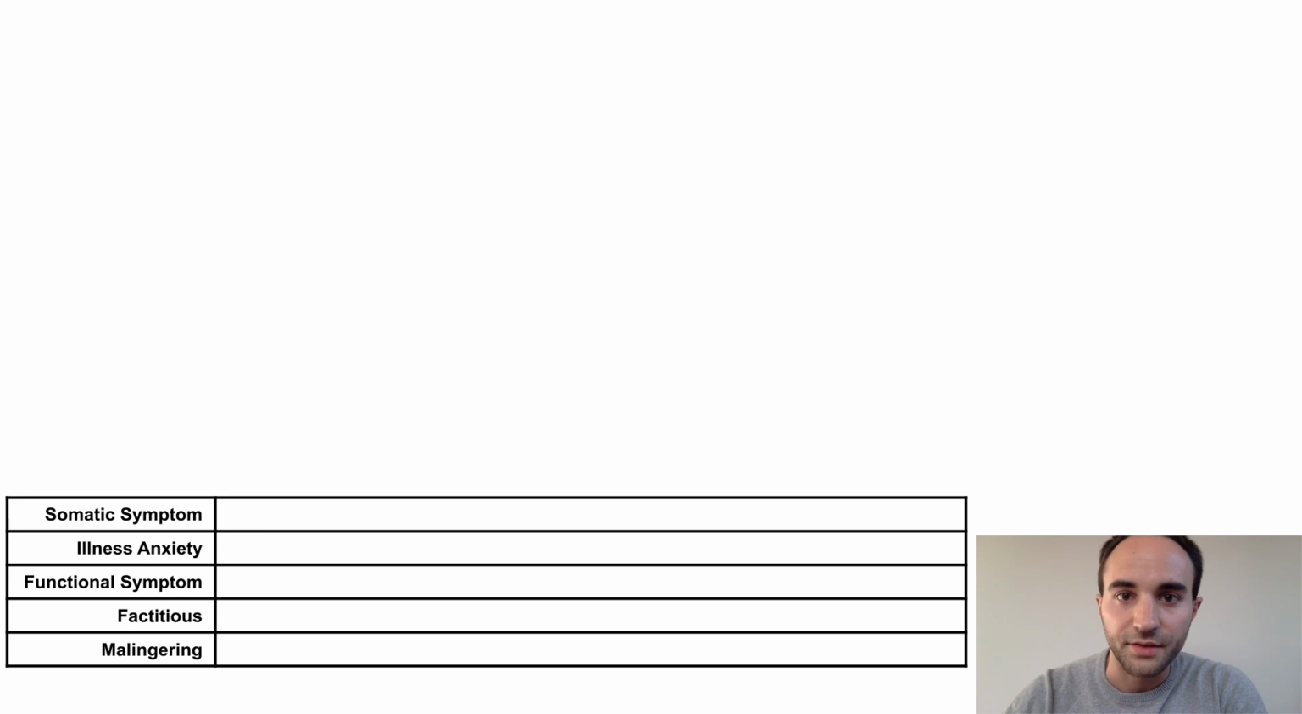Let's start by reviewing the key features of each disorder. Somatic symptom disorder involves one or more somatic symptoms with excess attention paid to them. These symptoms can occur in any organ system, for example, cardiac, gastrointestinal, or neurologic, but the key feature is that the symptoms are distressing, cause impairment, and lead to excessive thoughts, feelings, or beliefs related to the symptoms.